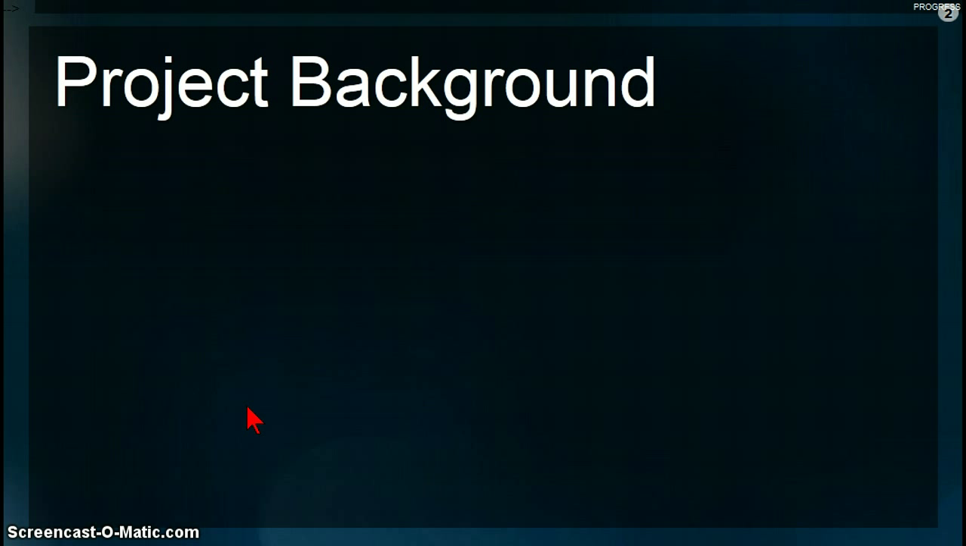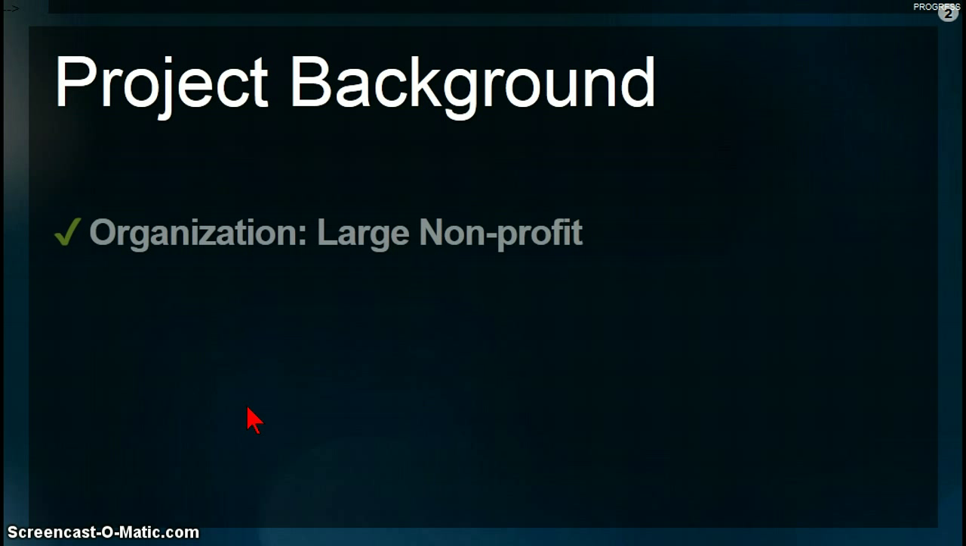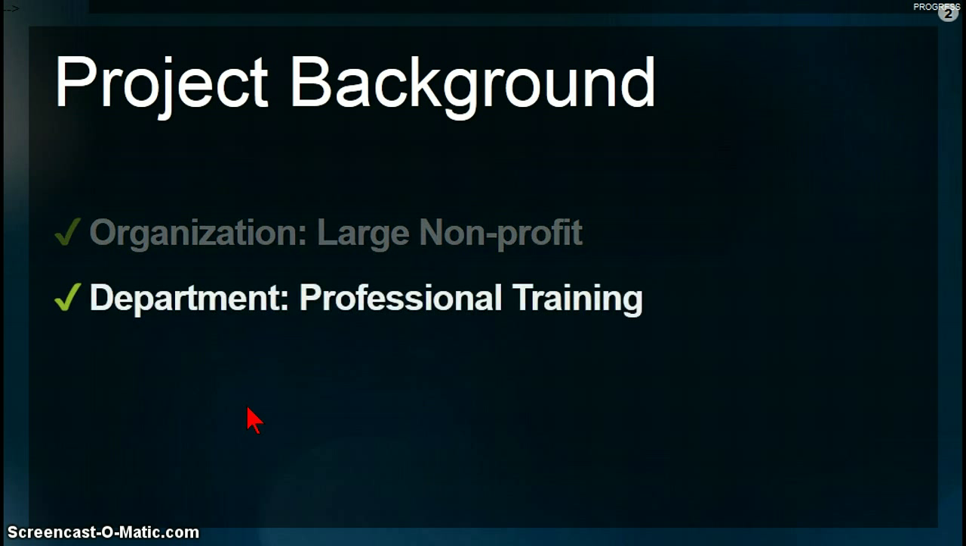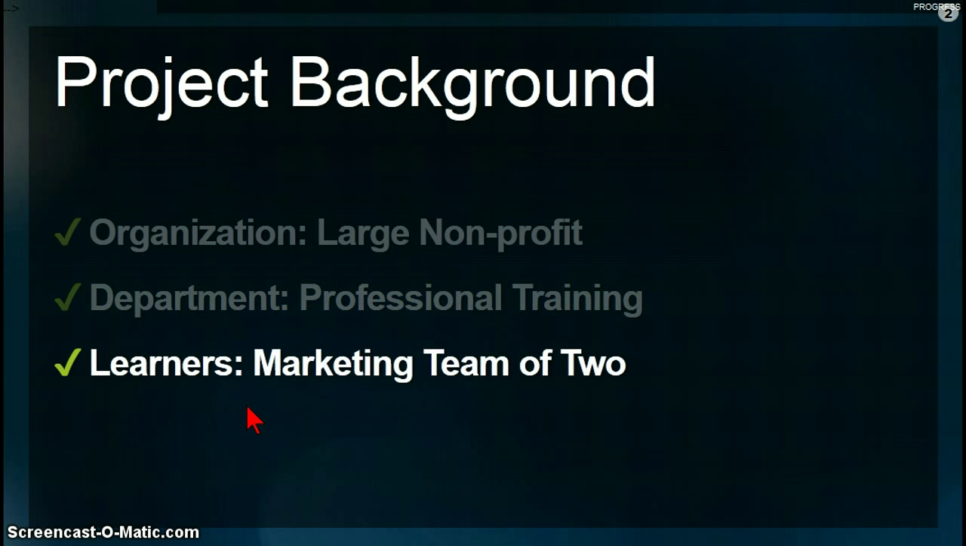First, I'll give you a little background on the project. The client was a large nonprofit organization. Within that, the Department of Professional Training was instituting a new customer resource management system, otherwise known as a CRM. The marketing team, which consisted of 2 staff people, required training on this system and had no mentionable experience with systems of this type in the past.